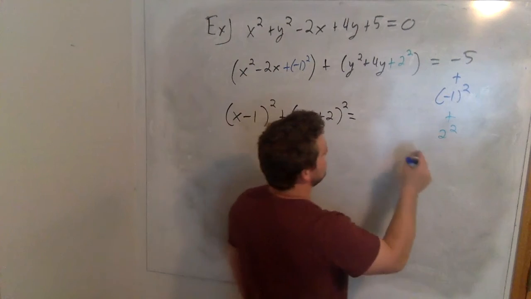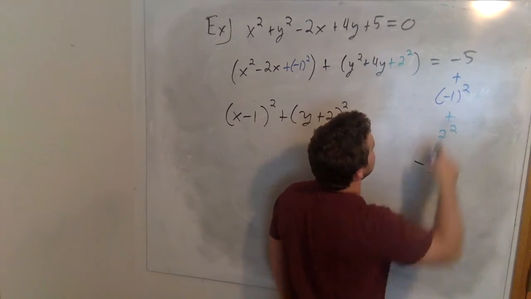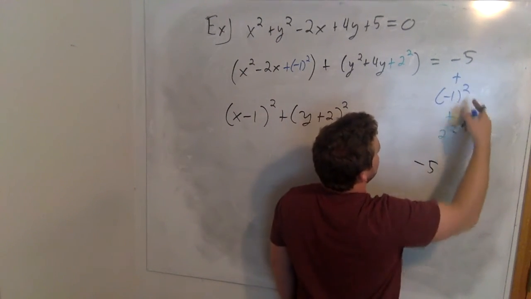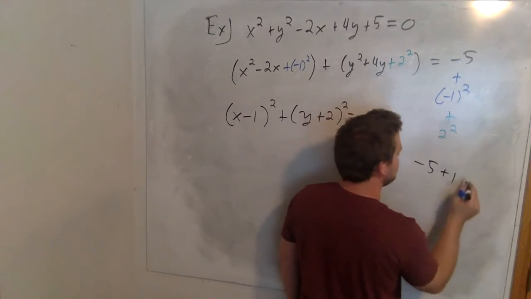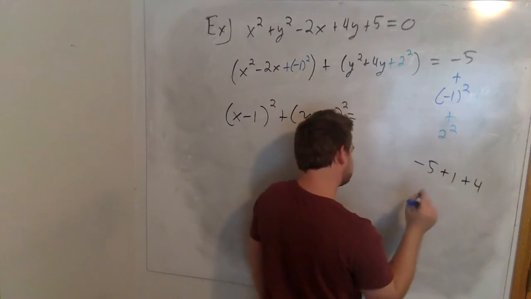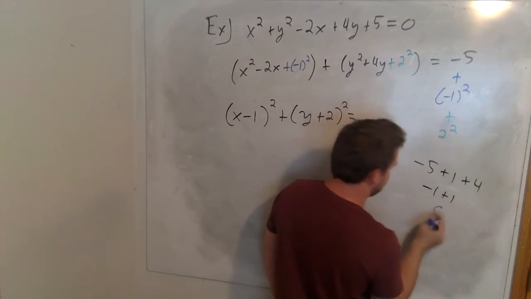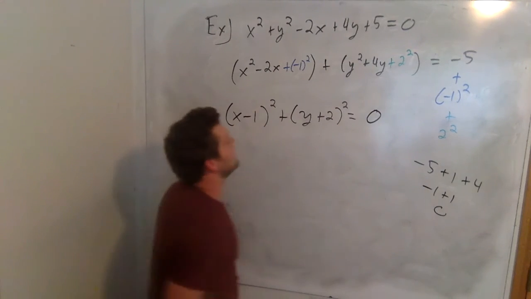And what do we have over here? Well, this is a negative 5, a negative 5 plus 1 plus 4. So that's a negative 1 plus 1. We get out a 0.